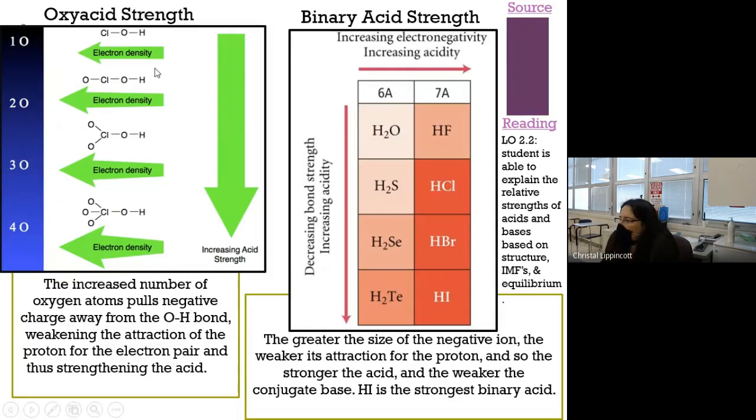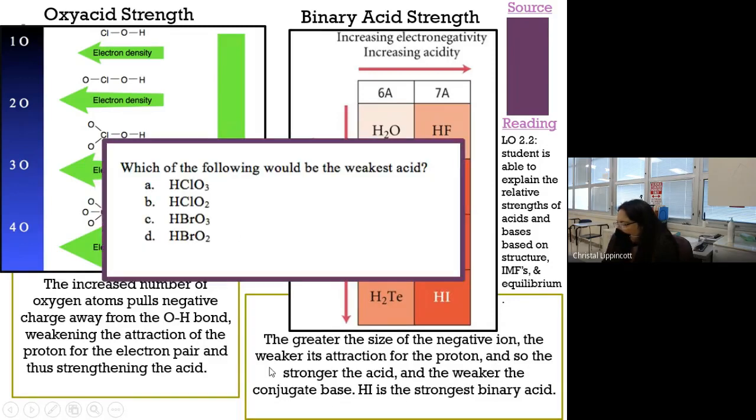All right. Oxyacid strength is going to increase as you go down here, because this is becoming more and more charged, more polar, as we keep adding these oxygens on. Over here, binary acid strength: the greater the size of the negative ion, the weaker its attraction for the proton, and so the stronger the acid, the weaker the conjugate base. So which one of these would be the weakest acid?